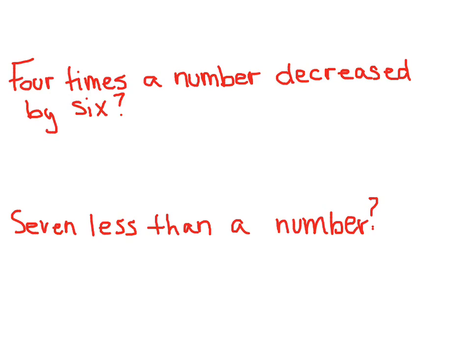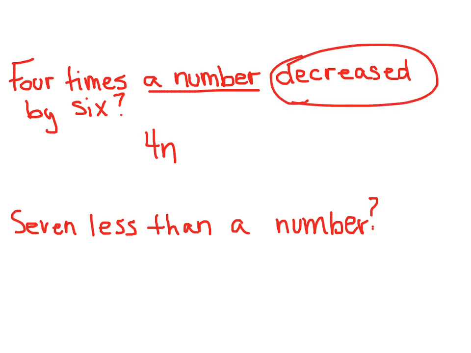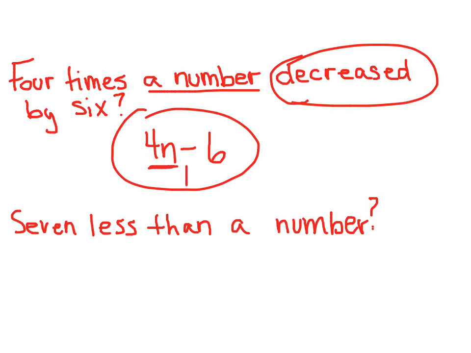Okay, so 4 times a number decreased by 6. So I'm going to take 4 times a number. We don't know what the number is. A number could be any letter. So 4 times a number. And then it says decreased by 6. Decreased means subtract. So there we go. 4n minus 6. 4 times a number decreased by 6.